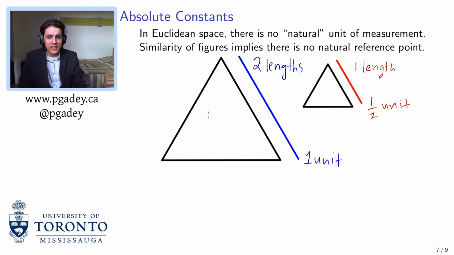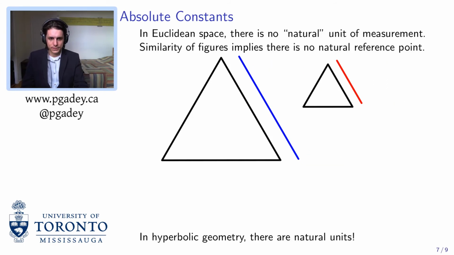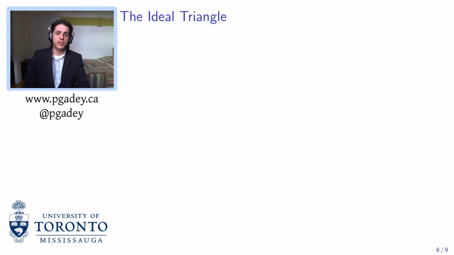And we could do the exact same thing with areas. We could call this 1 area, and then this would be 1/4 area. Or we could play the game in reverse. There's no natural place to start when you're in the Euclidean plane. However, in hyperbolic geometry, there are natural choices of units, which is very, very surprising.